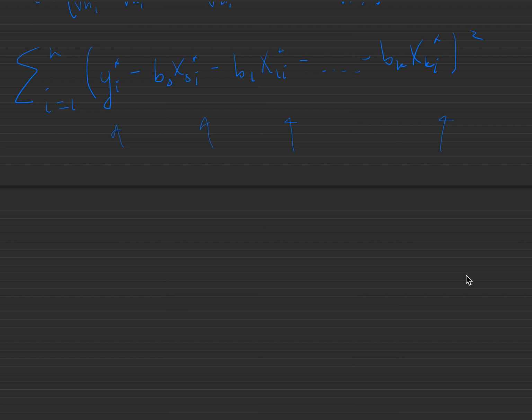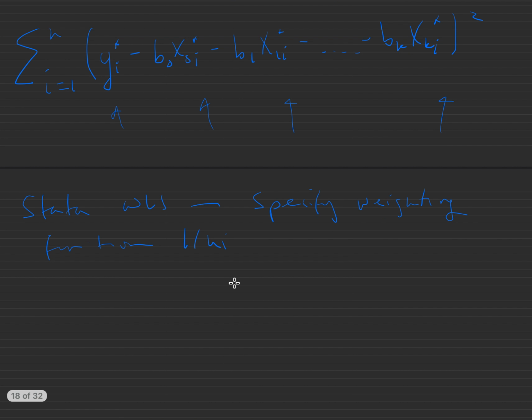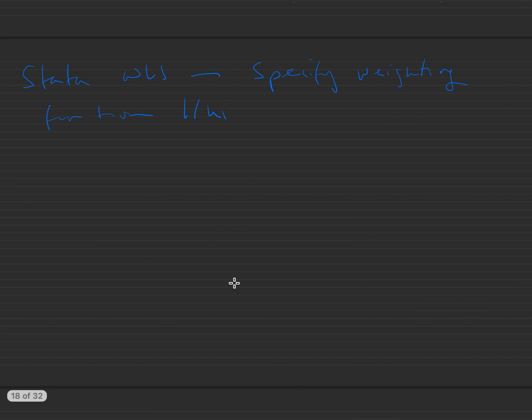So Stata can help with this. Stata has a WLS estimation command where we just specify the weighting function, 1 over hi, so that the weights are proportional to the inverse of the variance.